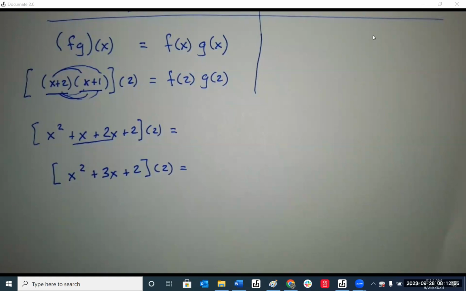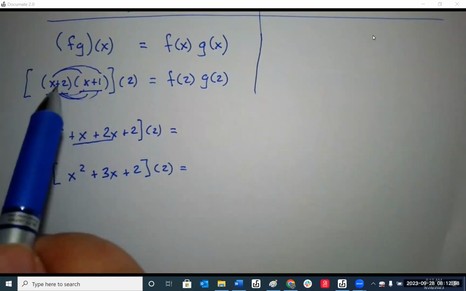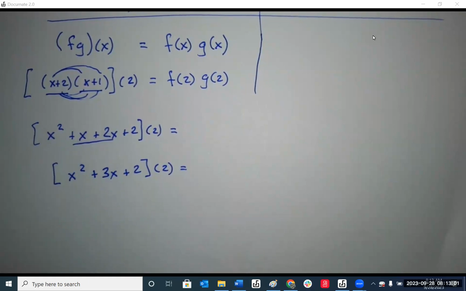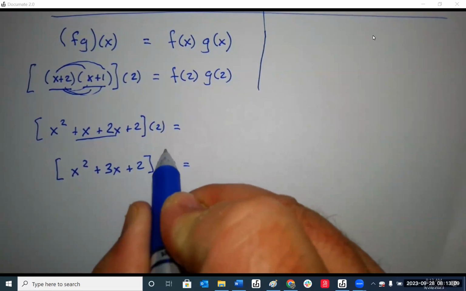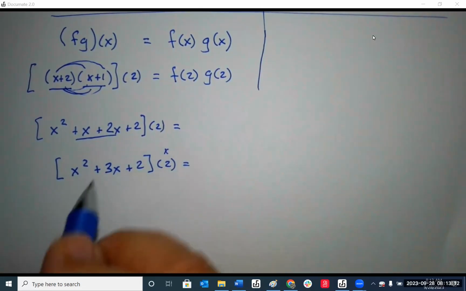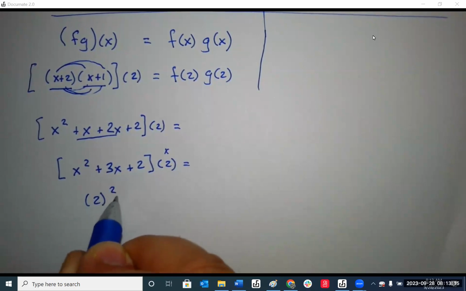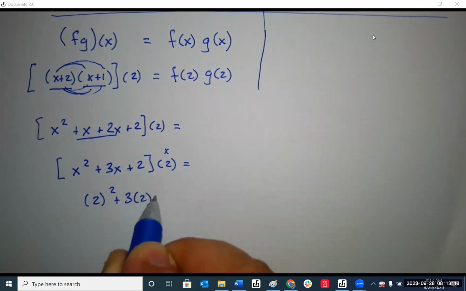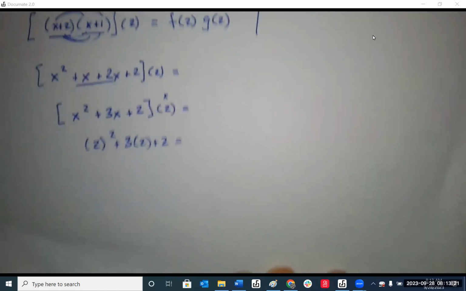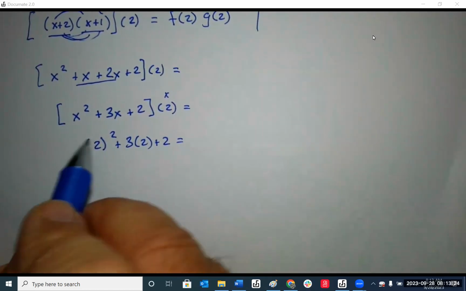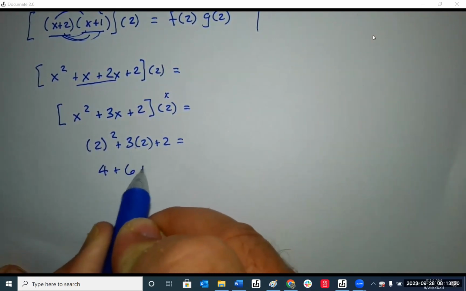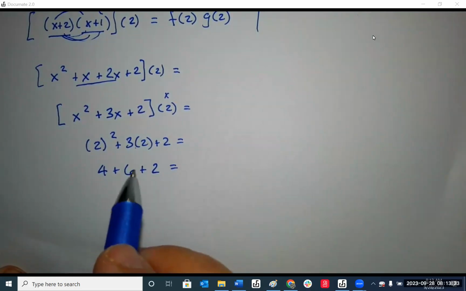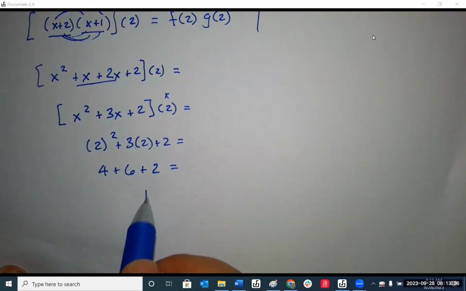And this is the funny thing I hate about this book, is they expect you to do binomial multiplication, the FOIL method, before they introduce it in the next chapter. So bear with them. Now remember, this is my x value, so I put 2 in place of x. 2 squared, 3 times 2, plus 2. 2 squared is 4. 3 times 2 is 6, plus 2. 4 plus 6 is 10, plus 2 is 12.